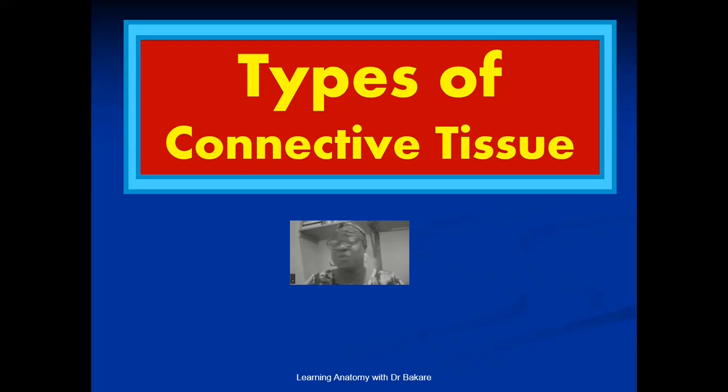In this lecture, we'll be looking at the types of connective tissue that we have. I have done a previous lecture on the general configuration of connective tissue. If you've not checked that lecture out, please kindly go and do so. In that lecture, we described the components of the connective tissue. But for the purpose of this class, we will be focusing on the different types of connective tissue that we have, also highlighting the basis behind this classification.